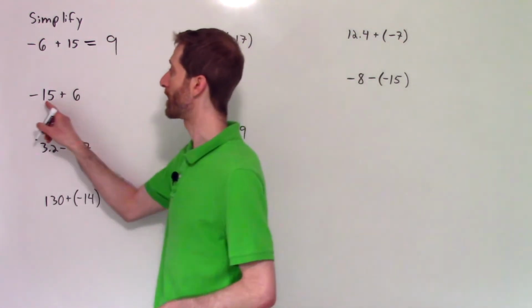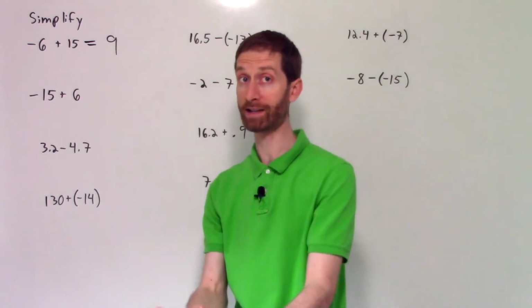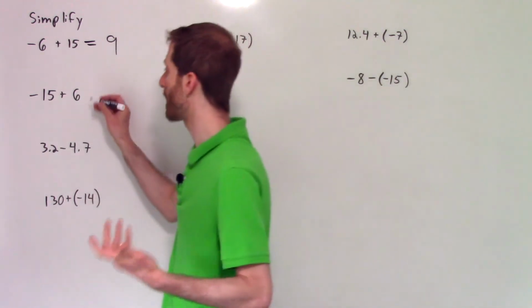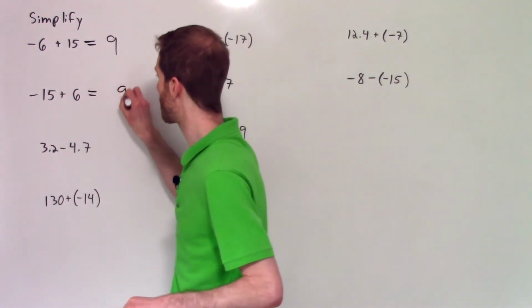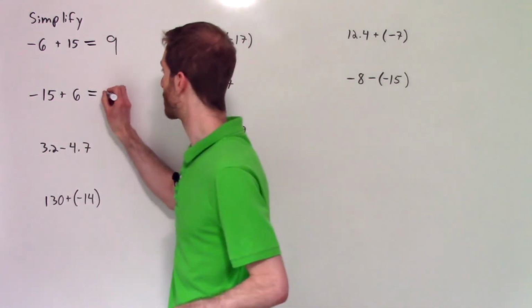And on to this guy. -15 plus 6. The signs are opposite, so we're subtracting and keeping the sign of the larger number. Again, 15 minus 6 is 9. But the sign of the larger number is negative, so it's -9.